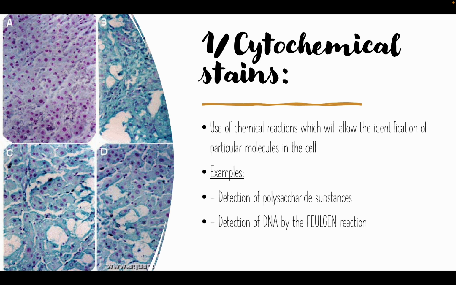For the cytochemical stains, we use the cytochemical stain method. It's the use of chemical reactions which will allow the identification of particular molecules in the cell. So let's break this method down. Let's define it more and give more examples.